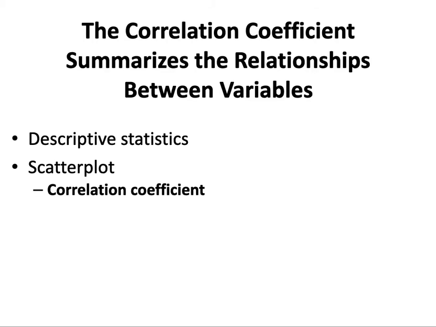Descriptive statistics can also be used to summarize how two variables relate to each other. A scatter plot is a graphical depiction of the relationship between two variables. A correlation coefficient is a descriptive statistic that indicates the strength and direction of the relationship between two variables. And in this case, it varies between -1 and +1, not greater or lower than that.